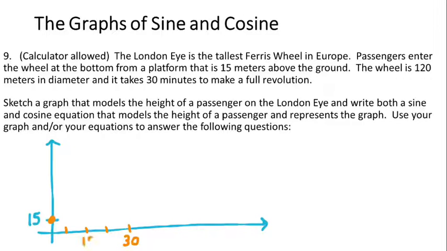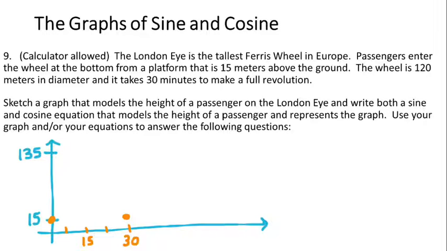So I'm going to label that 30. So by 30, I should be back down here to 15. They told us that the diameter of the Ferris wheel is 120 meters. And so when we get on the Ferris wheel, if we're already at 15 meters, and then the Ferris wheel is going to go up another 120 meters, that means that our highest point is going to be at 135 meters.